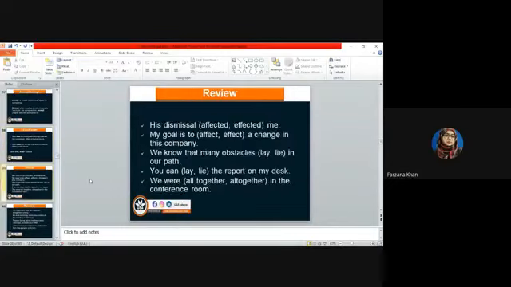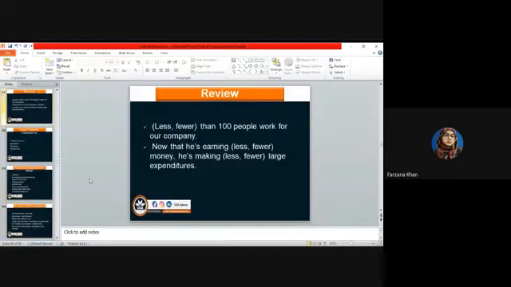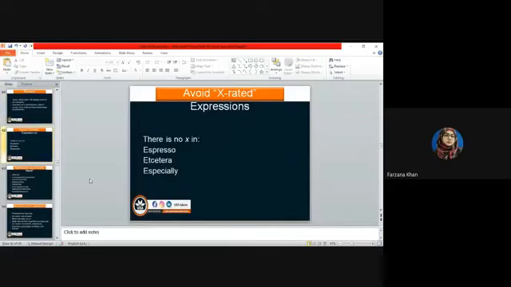So here I have given examples. You can review your cover letter to check for any spelling mistakes or grammatical mistakes. Here I have given another piece of extra information. Avoid X-rated expressions: there is no X in espresso, there is no X in etcetera, there is no X in especially. Usually people add an X to these words, but these are the accurate spellings.